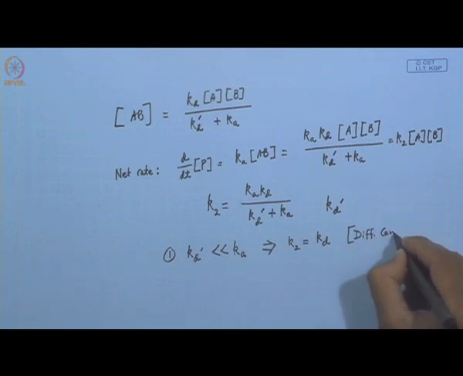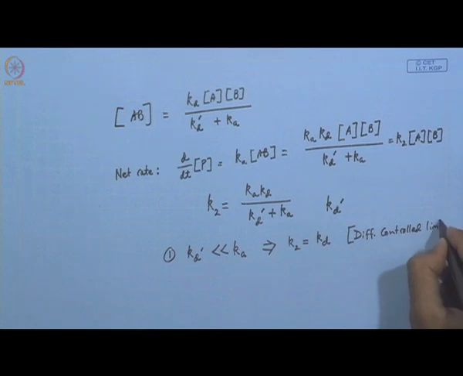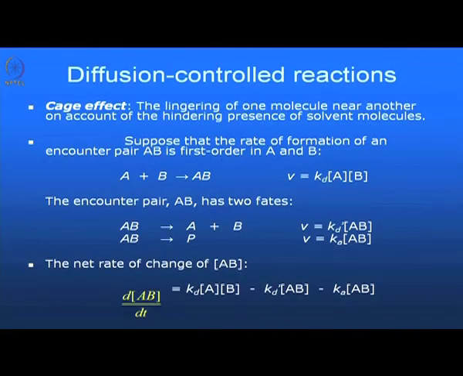Diffusion controlled limit. Why diffusion controlled limit? You can just explain from here that Kd prime is very less than Ka, which means this is negligibly small. Once this encounter complex is formed, it will lead to product.